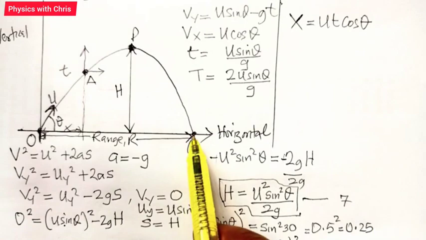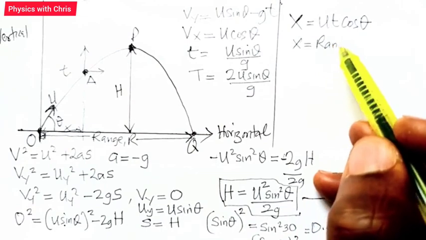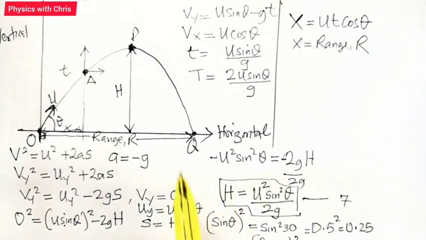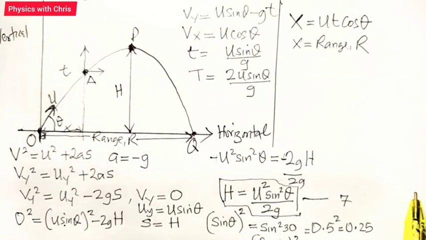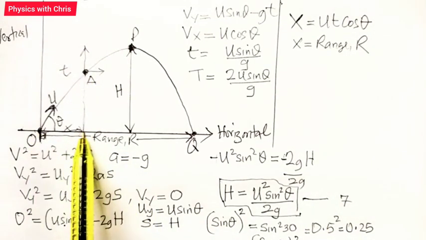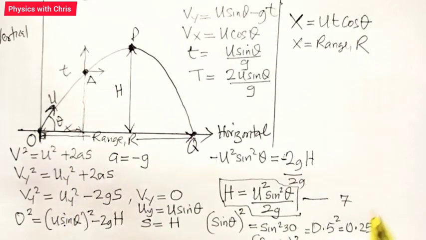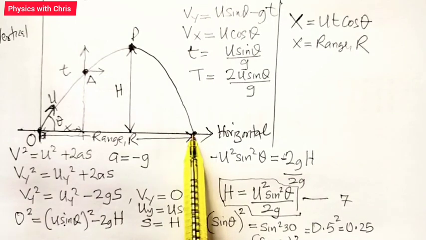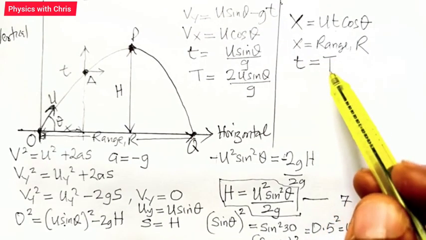So when the particle is at point Q, the x distance is now equal to the range of the projectile. When the particle hits point Q, it must have covered a total horizontal distance or displacement of R, which is what we regard as the range of the projectile. But when it's at point A, the distance is just x, which is less than the actual range, R. At that point in time, when the particle hits point Q, the time t here will be equal to the time of flight T.